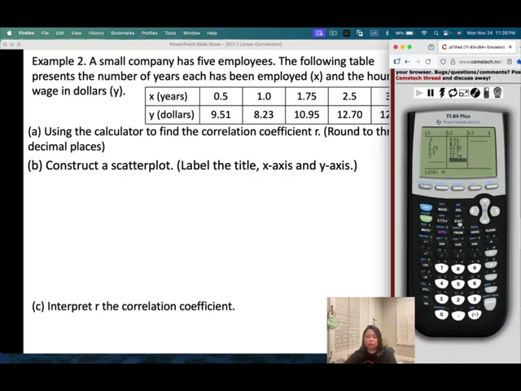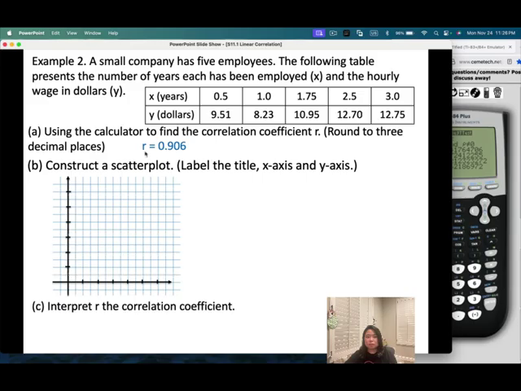Okay, check your work. Click on STAT. Go to TESTS. Go up. Find the linear regression t-test. Enter. So my data is on L1 and L2. For this one, always choose not equal to. Go to Calculate. Enter. So you're going to find your R, which is equal to 0.906. And then construct the scatter plot. Label the title, x-axis, and y-axis. So you should have this.